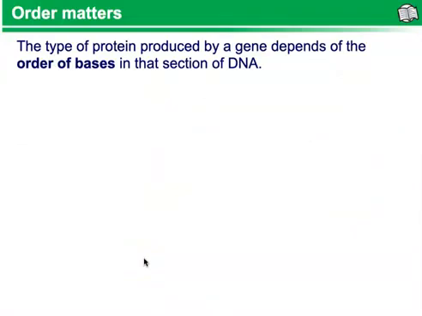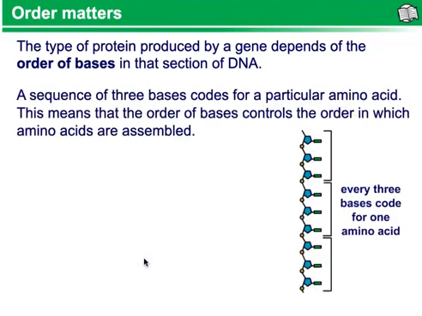Order matters. The type of protein produced by a gene depends on the order of bases in that section of DNA. A sequence of 3 bases codes for a particular amino acid. This means that the order of bases controls the order in which amino acids are assembled. Every 3 bases code for 1 amino acid.